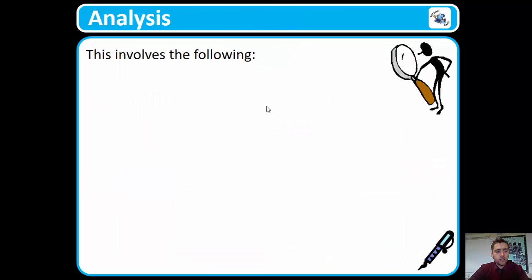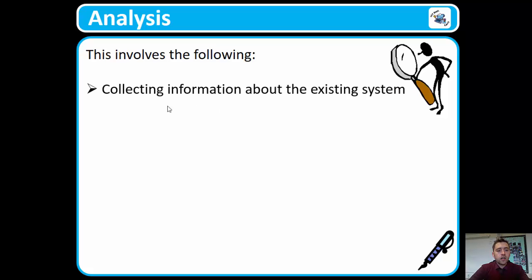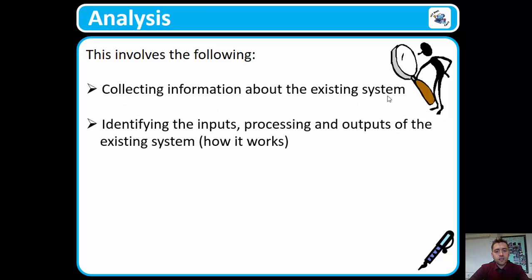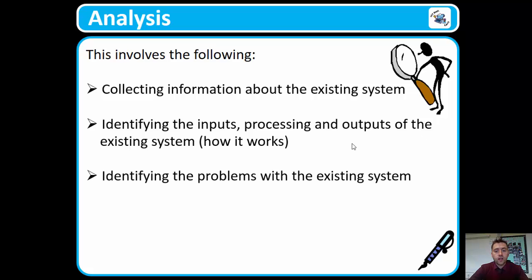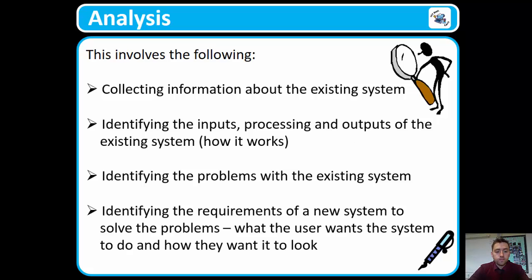So, looking at each stage individually then, the analysis stage, as I said, involves collecting information about the existing system, identifying the inputs, processes and outputs of the existing system, so finding out how it actually works at the moment, and then hopefully identifying problems with that. So people that work at the organisation may have ideas of what the problems are, but someone coming in from an external point of view might be able to identify a few more.